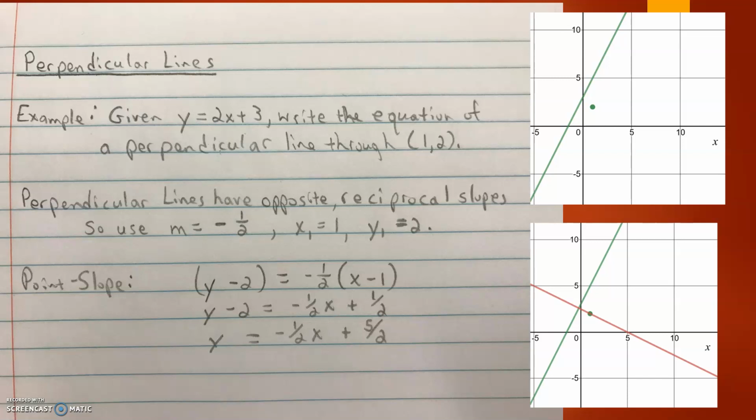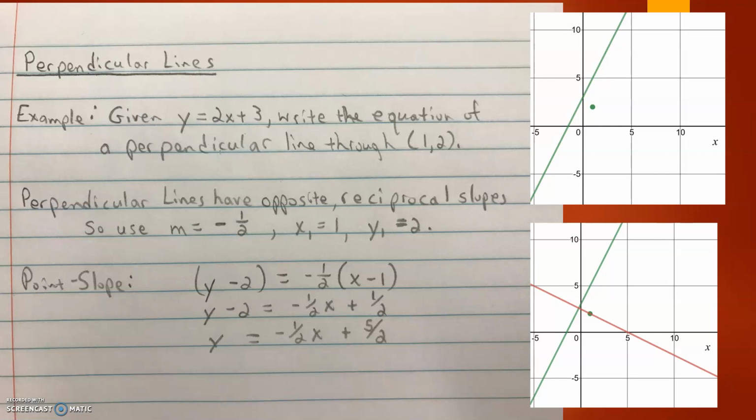Now x1 is still going to be 1 and y1 is still going to be 2. So I'm going to plug that into the point-slope formula. This will be y minus 2 equal to negative 1/2 times the quantity of x minus 1. And we're going to clean that up to get y equals negative 1/2 x plus 5/2.